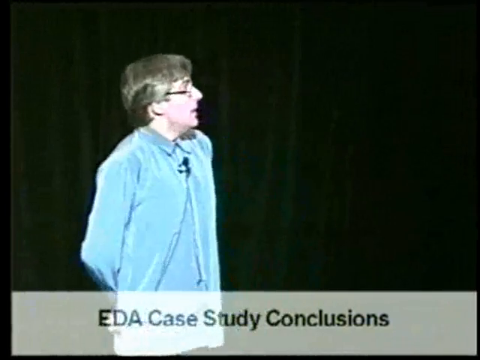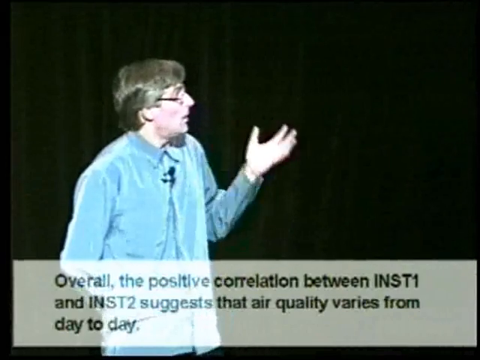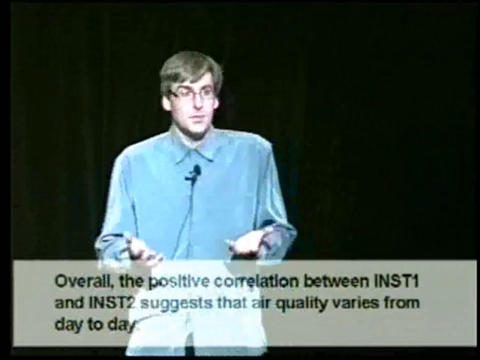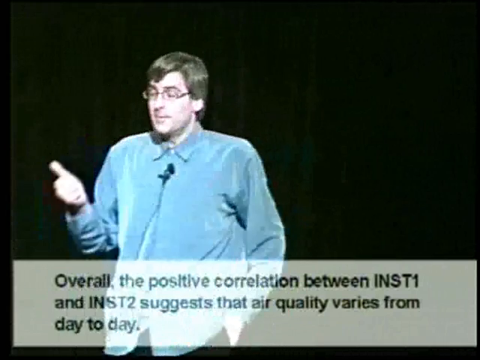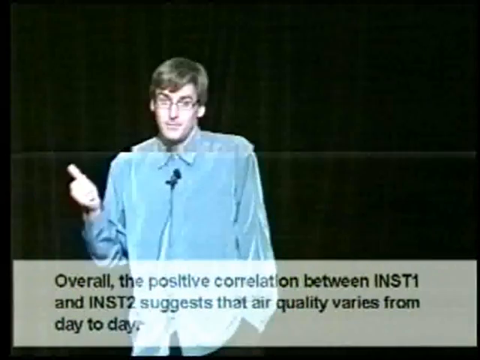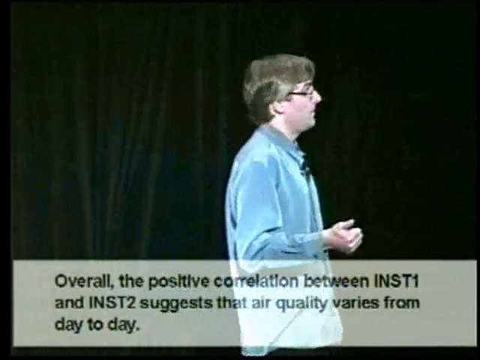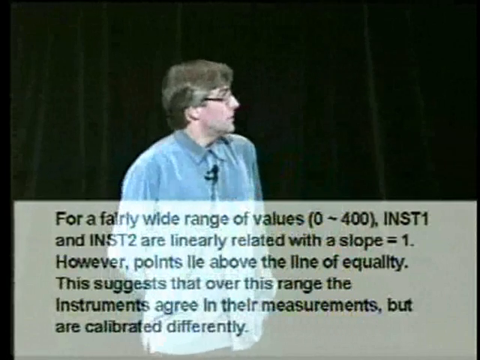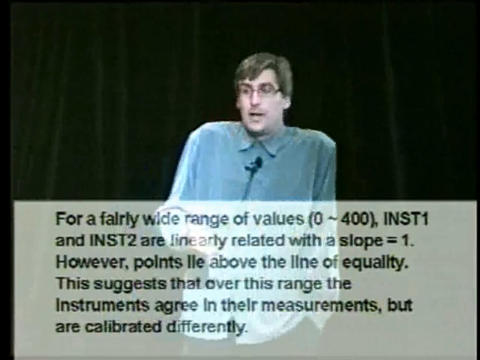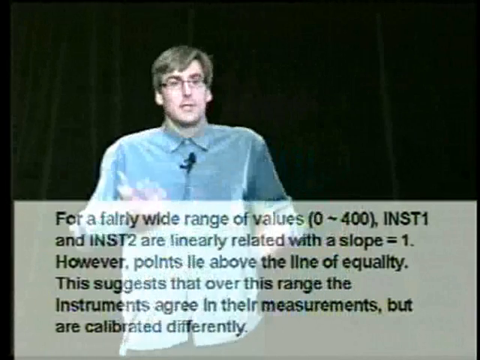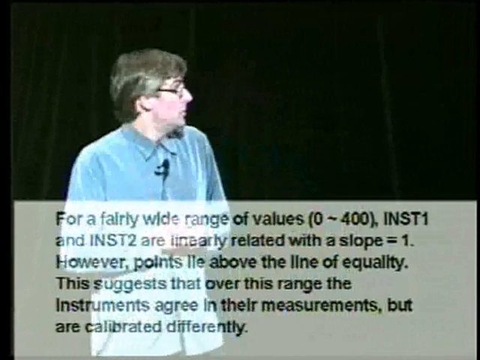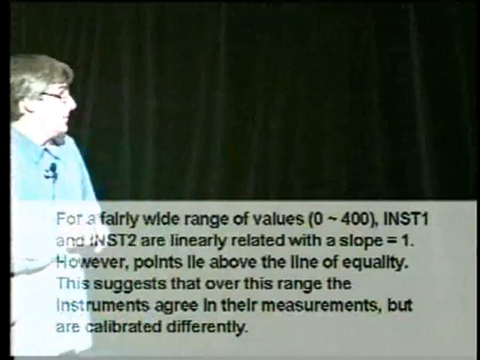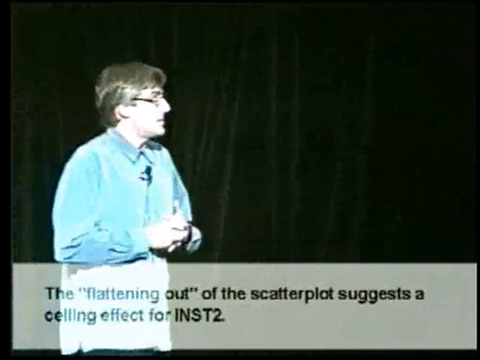So, what do we conclude from this simple exercise in exploratory data analysis? Well, overall, a positive correlation between the measures suggests that our second model, that air quality in fact does vary from day to day, is the correct model. For a fairly wide range of values, the instruments are linearly related with a slope of 1, with the points lying above the line of equality, suggesting that over that range they do agree in their measurements, but are not calibrated the same way. Flattening out of the scatter plot suggests a ceiling effect for inst2.